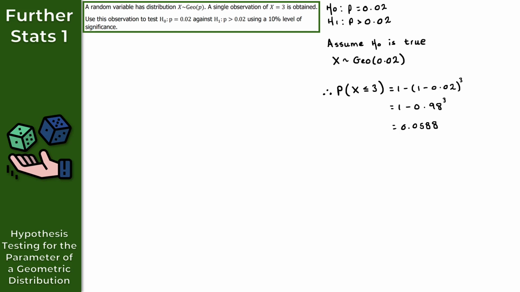Now what we need to do is compare this to our significance level. So we have a 10% level of significance. In this case, this value, the test statistic, is less than the significance level. So 0.0588 is less than the significance level of 10%. Don't forget we have a one-tailed hypothesis test here, so we don't need to halve this. So this is less than 0.1. Therefore, we reject H0.